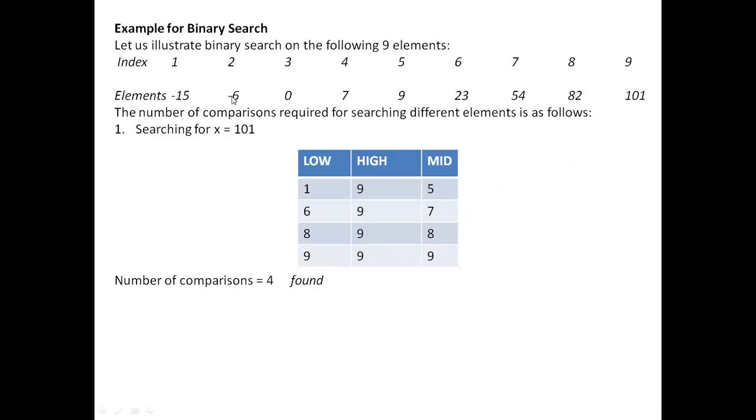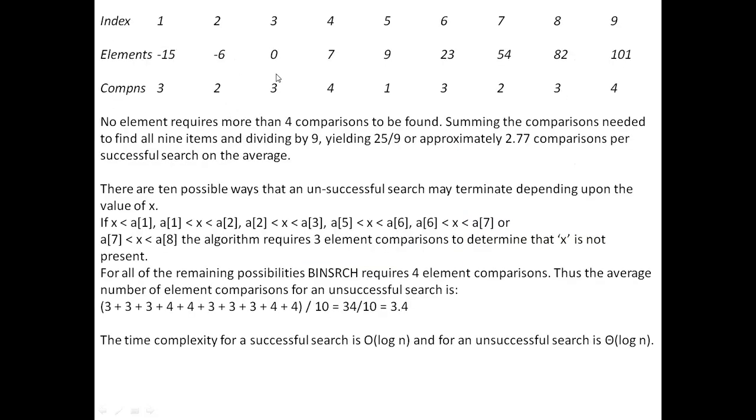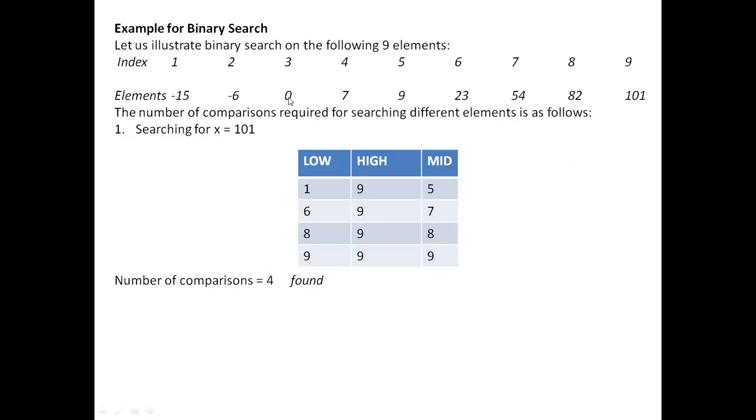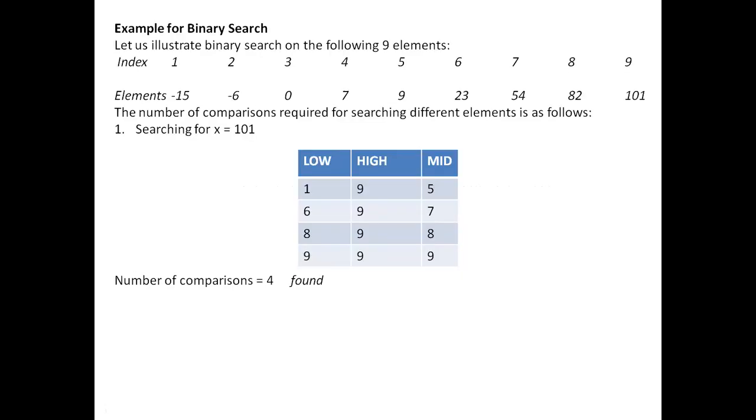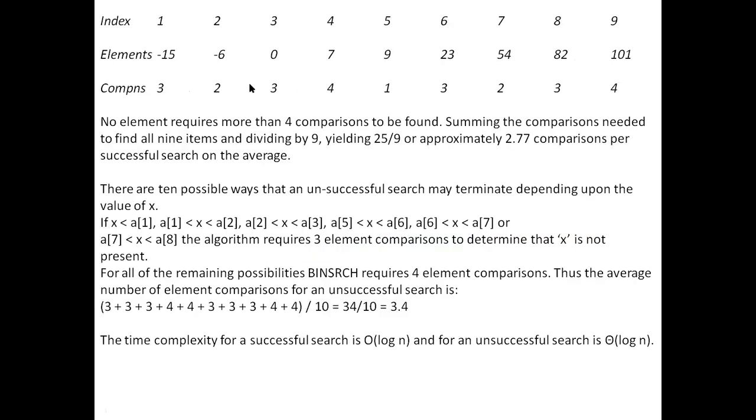This minus 6 will need 2 comparisons, and this 0 will need 3 comparisons. The 7 will need 4 comparisons. 9 will need 1 comparison, like this. These are the number of comparisons required by these respective numbers. Okay. Now, what is the average? The average number of comparisons.